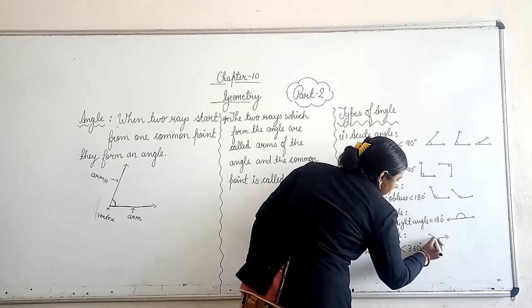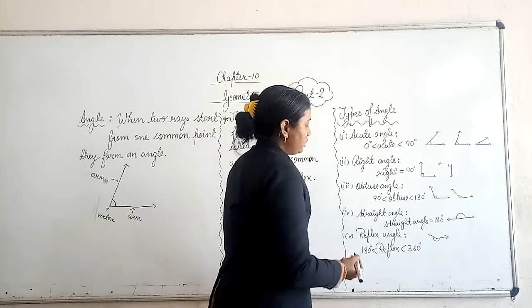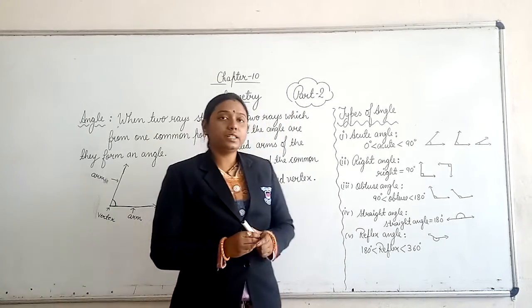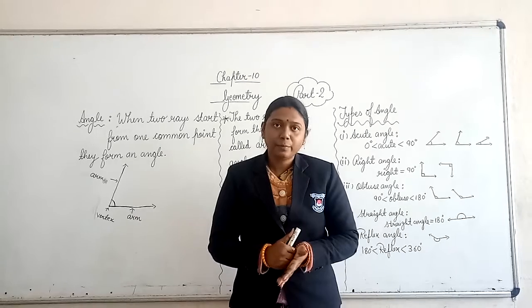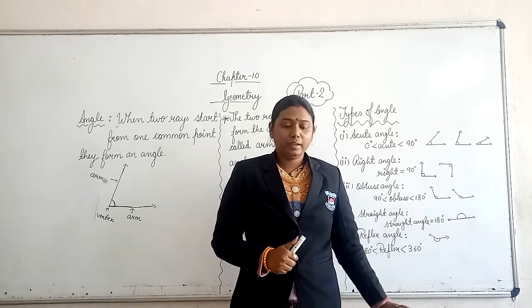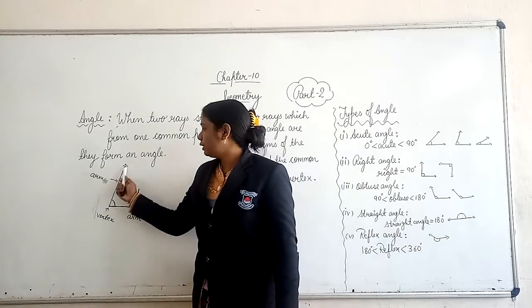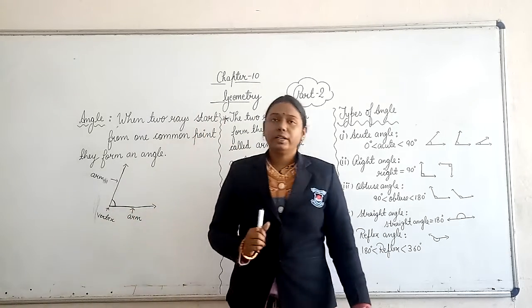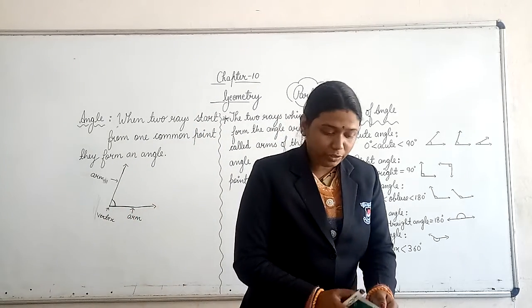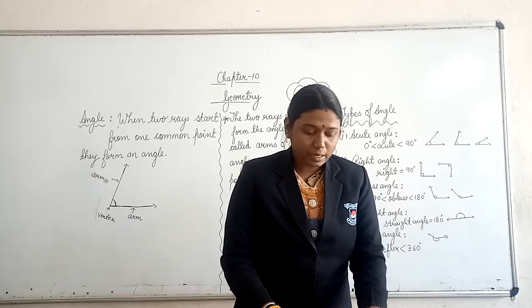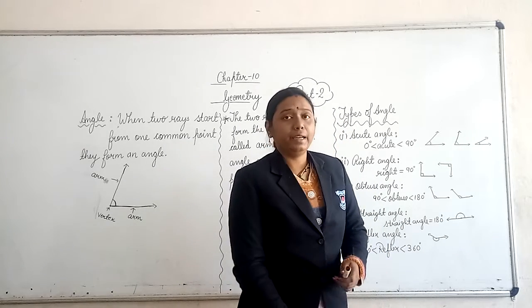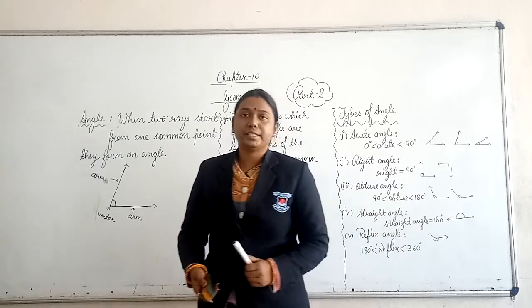Here it is. Okay, so this is an example of a reflex angle. So what we have discussed about angle and types of angle. Also we have discussed that these are called arms of the angle and this point is called the vertex of the angle. One more thing which we are going to discuss is about writing the name of the angle. Angle की name कैसे लिखते हैं, let us discuss.